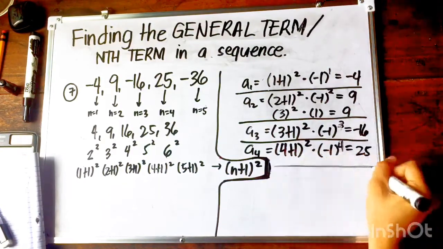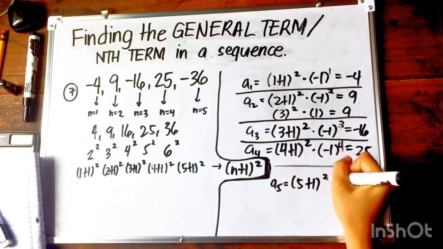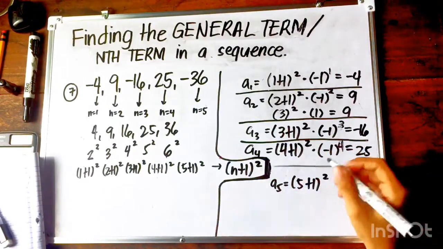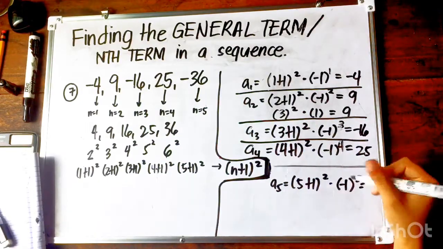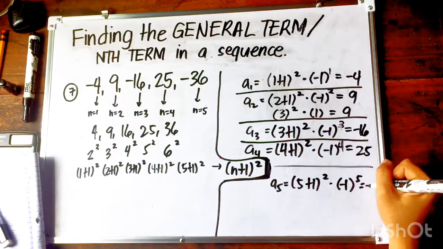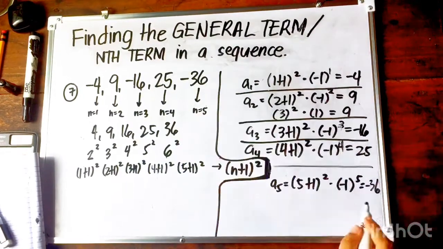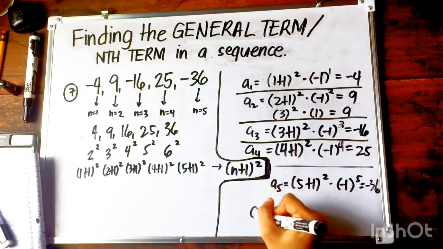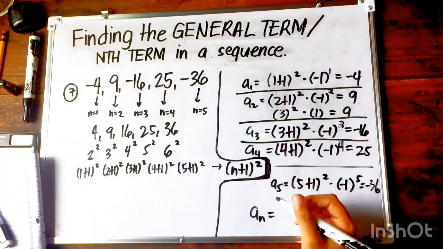So, ibig sabihin, kapag a sub 5, so that is 5 plus 1 squared, di ba? Ito yung pattern natin. Times negative 1 raised to 5, is it negative ba? Negative 1 raised to 5 is negative. So, 5 plus 1 squared, so that is 36. So, negative 36.